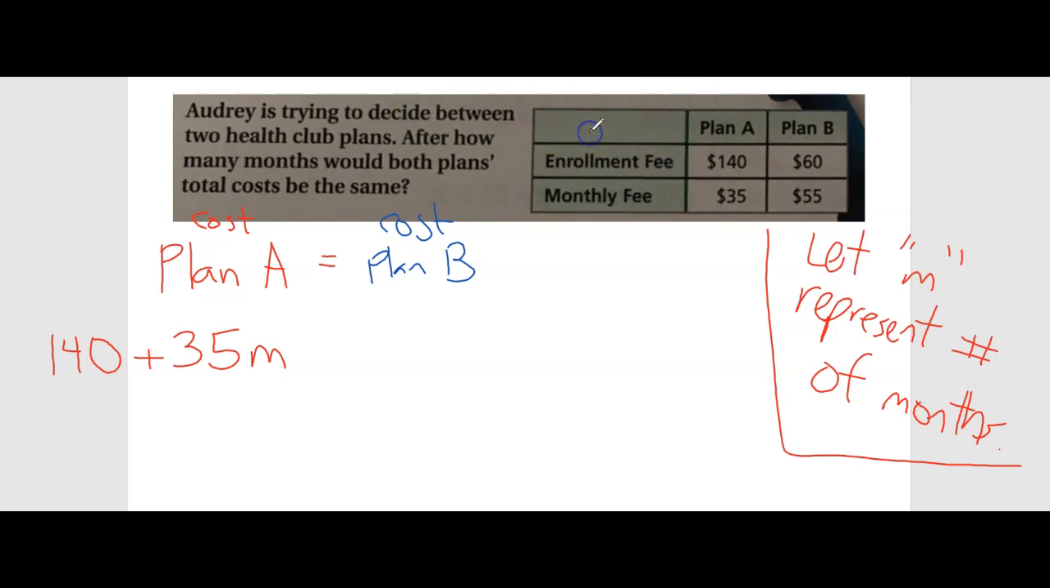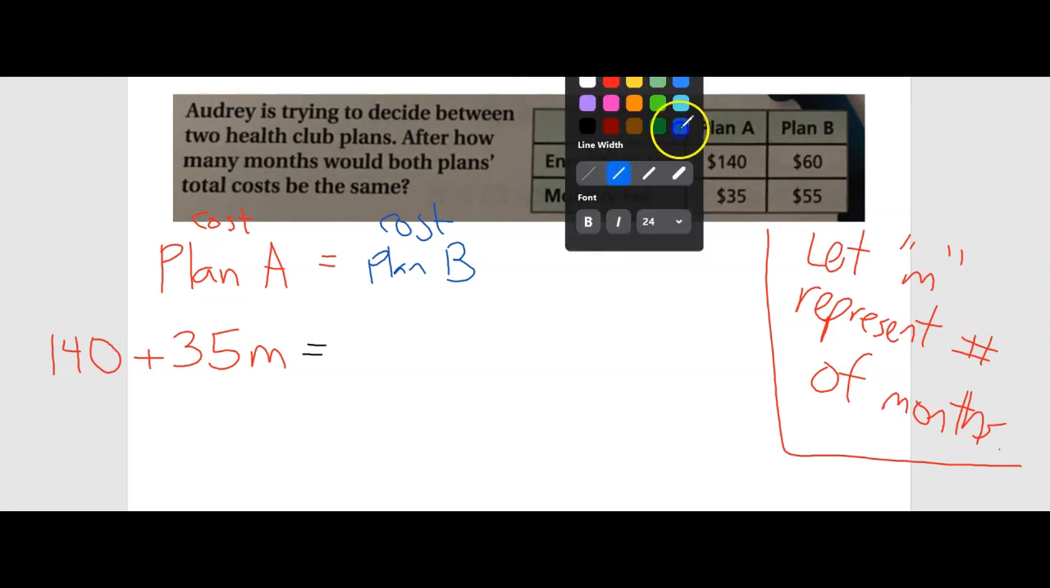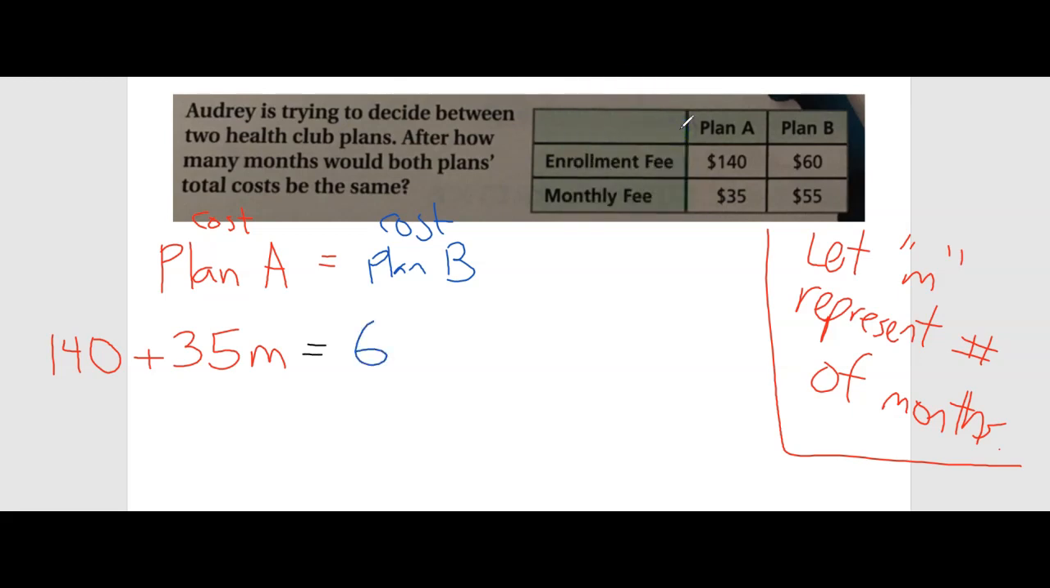For plan B, we have $60 plus $55 a month, so 55 times m, and now I have an equation that I can solve. So again, I started with something in words because that was just easiest for me to talk through what type of equation I need, and then I changed it to letters and numbers based on what the data in the problem said.